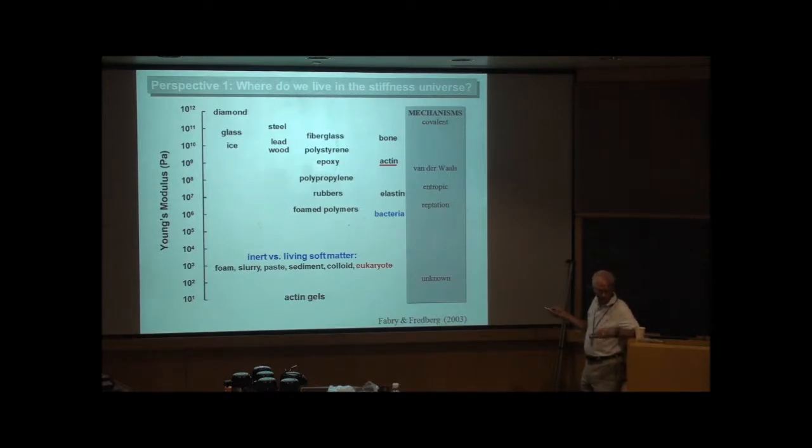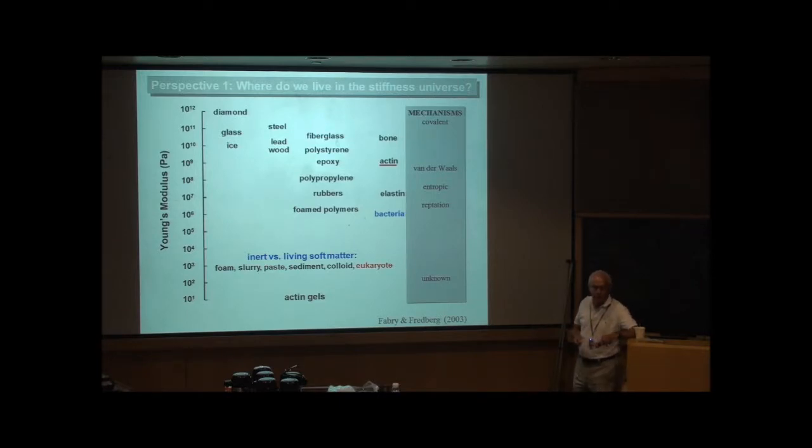Bacteria, I probably won't get to the evolution part, but bacteria are here, they're about 10 to the 6th. Eukaryotic cells are down here. They're 3 to 4 orders of magnitude softer. These things are really, really soft. And they're comparable to foams, paste, colloid suspensions, cold cream is another one. Ketchup, that's where eukaryotic cells are.